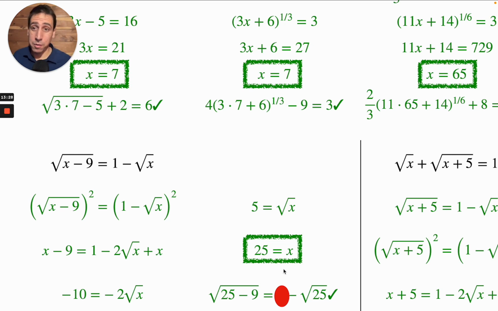Now, because we squared both sides a couple of times, we have to check to see, does 25 actually work in the original? So this is going to be square root of 25 minus 9 is equal to 1 minus the square root of 25. Is the square root of 25 minus 9 equal to that number minus 25? Yes, it is. And I'll leave it to you to figure out what is underneath the red dot. So 25 is a solution.